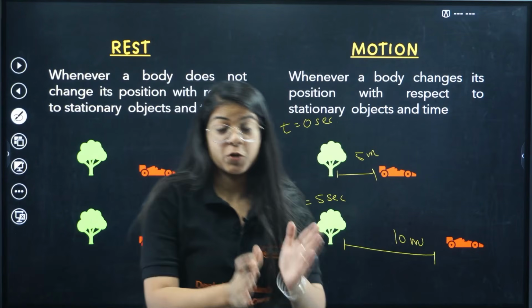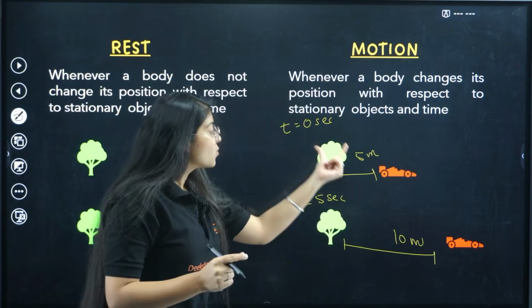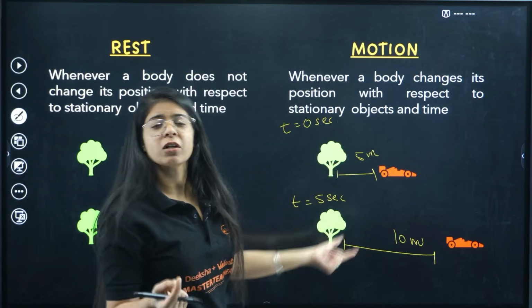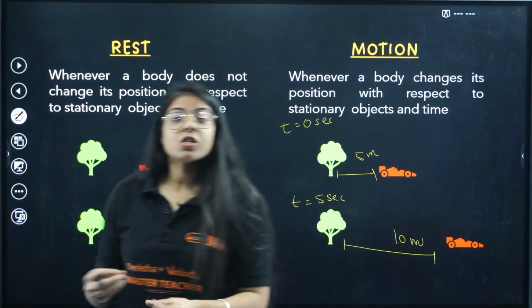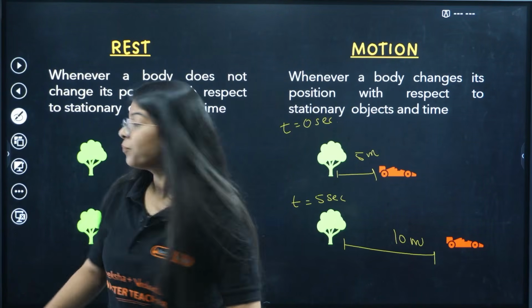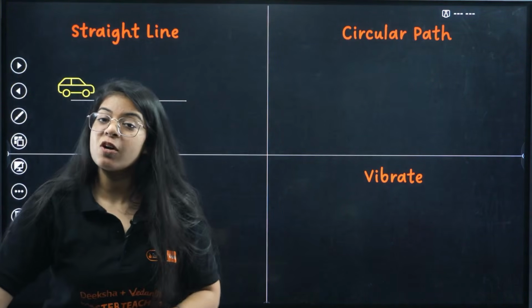So position is changing with respect to time as well as with respect to a stationary object. Now, the tree is a stationary object, right? The tree does not move. So that is the whole gist of rest and motion. Then let's move on to the next thing, that, my friend, is types of motion.